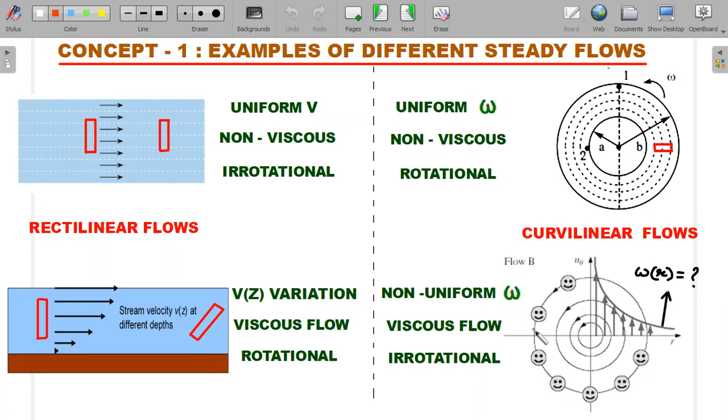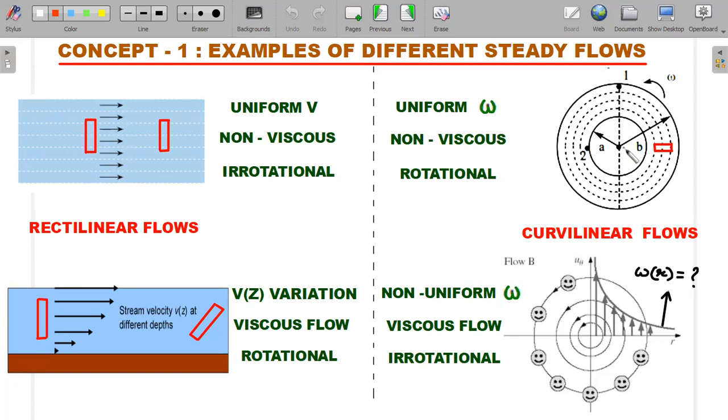In one of our practice problems, I would request you to actually calculate what should be the value of omega as a function of r to achieve this type of curvilinear but irrotational flow. And please don't confuse viscous and irrotational. These are two different conditions. For viscous flow, you need shear stress and shear strain to be acting. For irrotational, the objects placed inside should only be translating, and for rotational, they should start moving by pointing in different directions.